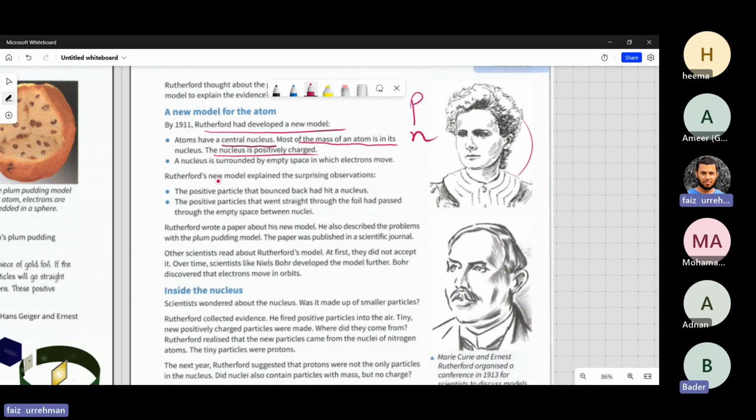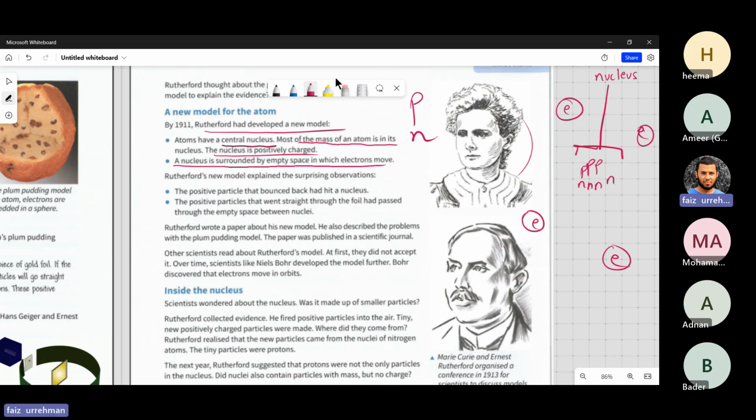The nucleus is positively charged. The nucleus is surrounded by empty space in which electrons move. So this is how we have protons and neutrons inside this structure, which is the nucleus, and electrons revolving outside here.